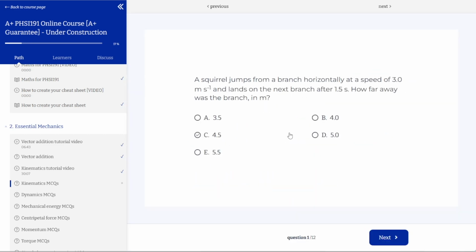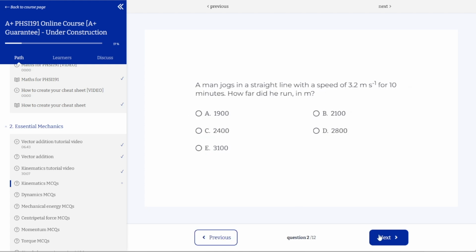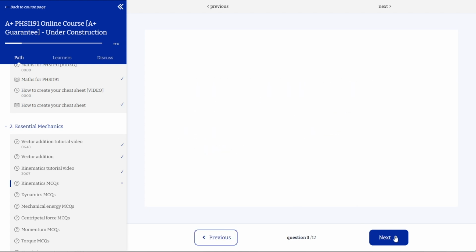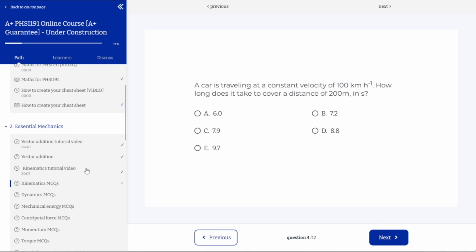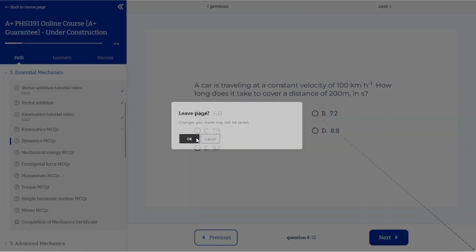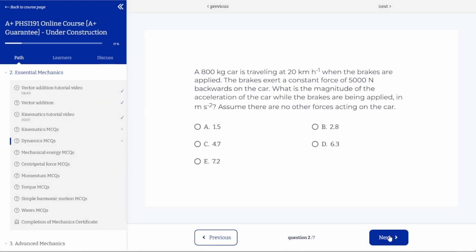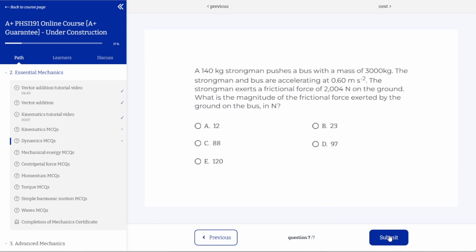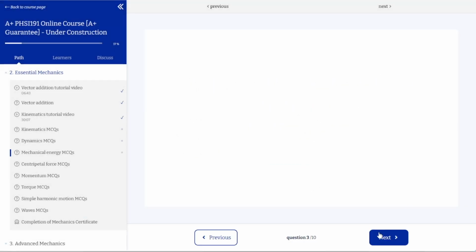I focus mainly on how to solve the problem, rather than the underlying theory. All my questions are based on previous exam questions, so once you finish my A+ online course, you should be able to answer almost any question that you may encounter in the paper. I look forward to seeing you in my online course.